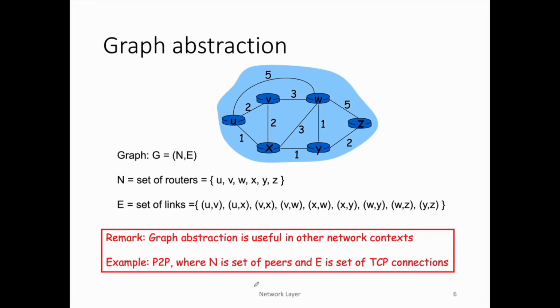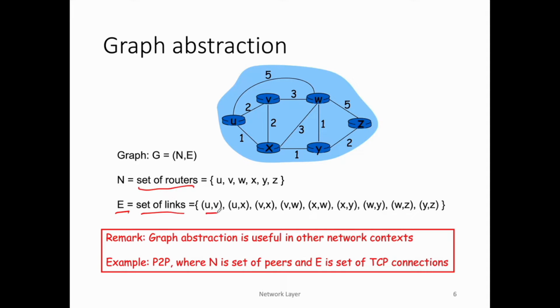Before discussing any routing algorithm, let's talk about the graph abstraction, because we'll be using this graph abstraction to understand the working of a routing algorithm. So in this graph abstraction, we have a representation of graph G in terms of number of nodes and edges, where in our scenario, these nodes are representing the set of routers. For example, this U, V, X, W, Y, Z, these are all routers, right? And then this E is basically representing the set of links between the different routers.